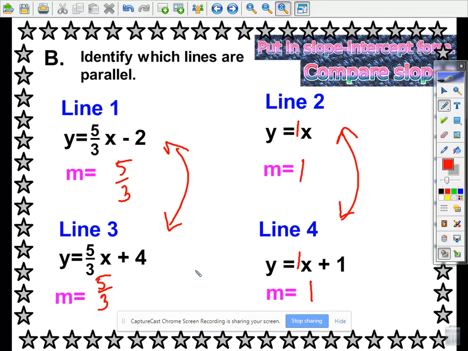Now, if we want to write this mathematically, we could say that line 1 is parallel to line 3, and line 2 is parallel to line 4. These two lines represent parallel in math.